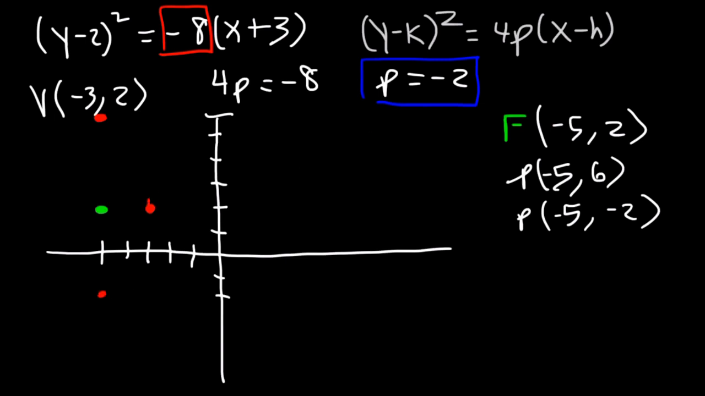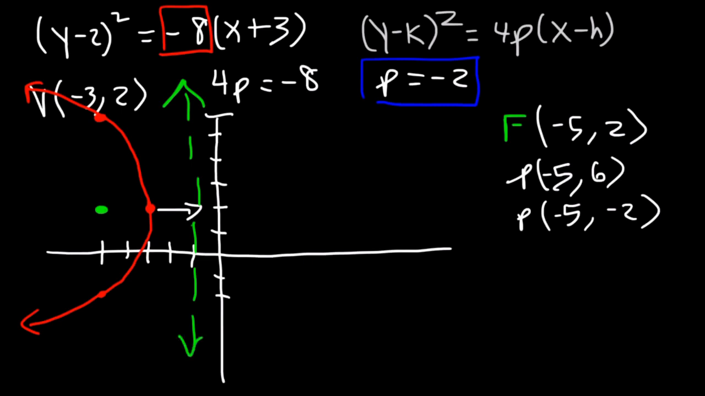And now let's draw the graph. So let's say it's going to be something like this. Okay, so now that we have that, let's travel 2 units to the right so we can get the directrix. It's a vertical line, so it's x equals. And the x value is -1. So that's the equation of the directrix. And so that's all we need to do for this problem.